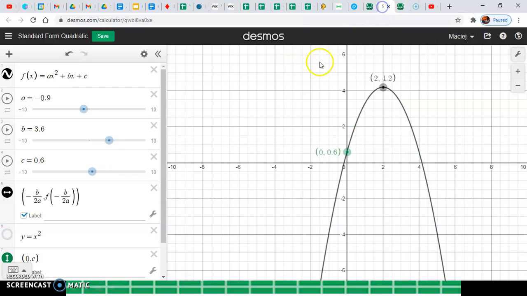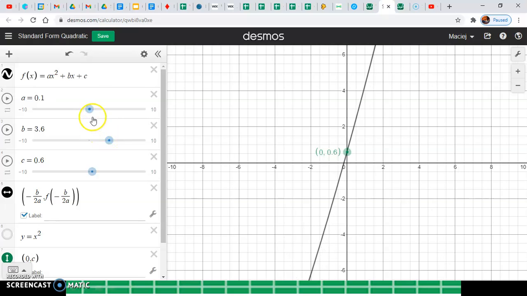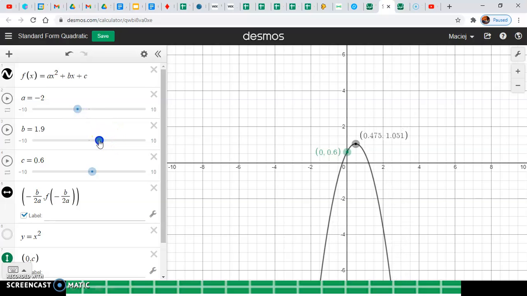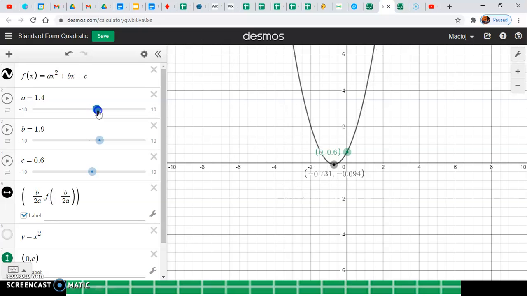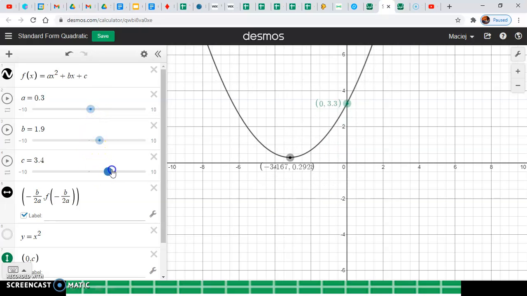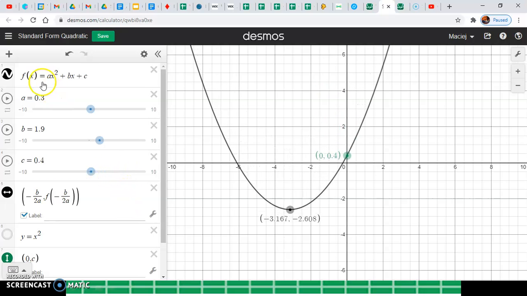In the standard form, the A had the same effect, right? The A, well, let me flip it over here. Okay, let's see, change this a little bit. Okay, the A makes it wider or narrower, or it keeps it concave down when it's negative, or concave up. See, getting narrower or wider. Okay, C value was important. Remember, here's the C. C value is 2.6, and here's our y-intercept. So the C value was your y-intercept. So that was standard form.